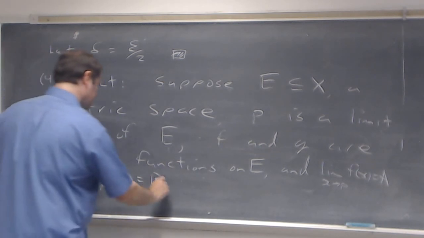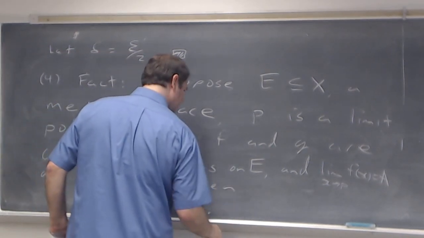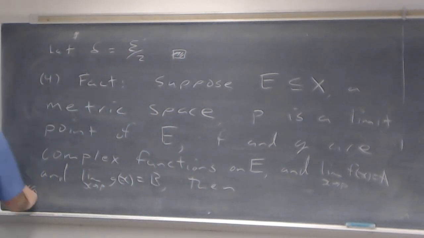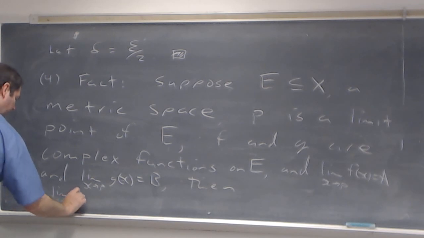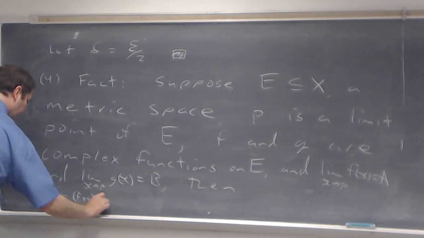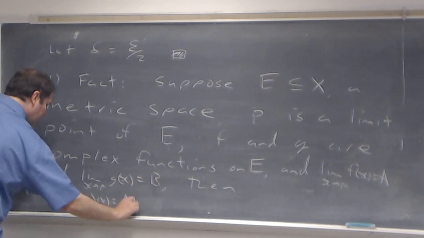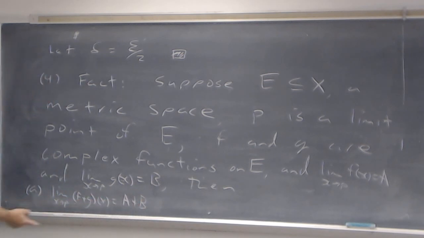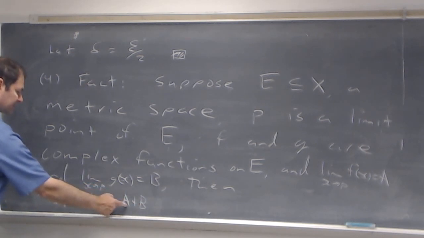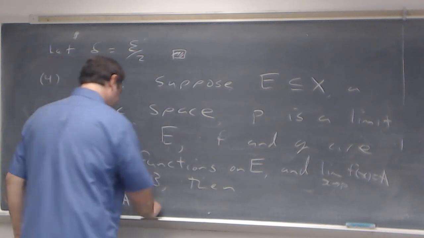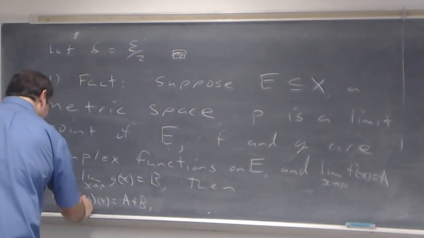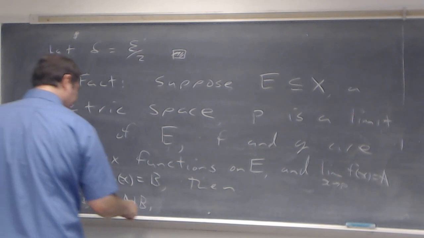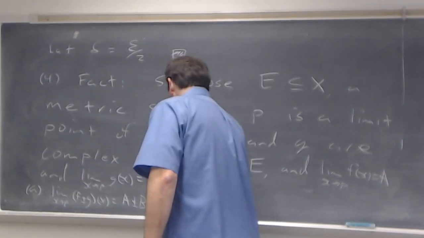Then we have three things we can say. The first is the limit as x goes to p of f plus g acting on x will be equal to A plus B. And as a reminder, what that says is the limit of a sum is the sum of the limits, because the limit of f of x is A and the limit of g of x is B. And we could really write this as plus or minus, whichever is involved there.